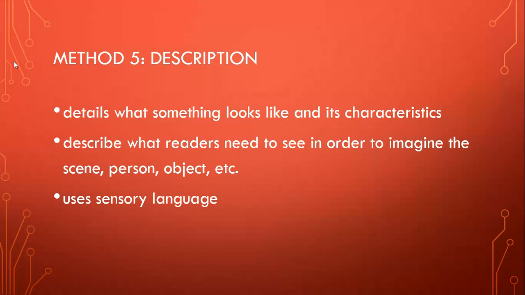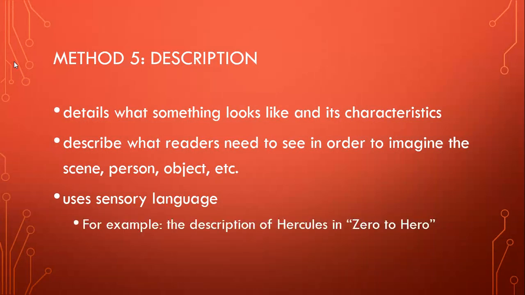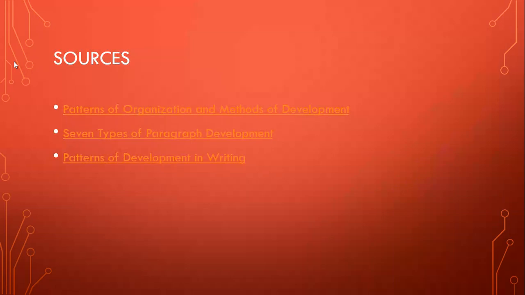And this is where you're going to use more sensory language. What does it sound like? What does it feel like? What does it look like? For example, if you're familiar with Hercules, the song Zero to Hero is description. It describes what he does. You see him go through all those changes. That is description. So when it comes to rhetorical analysis, don't forget that methods of development are one of the tools that authors and you can use to create an effective argument.